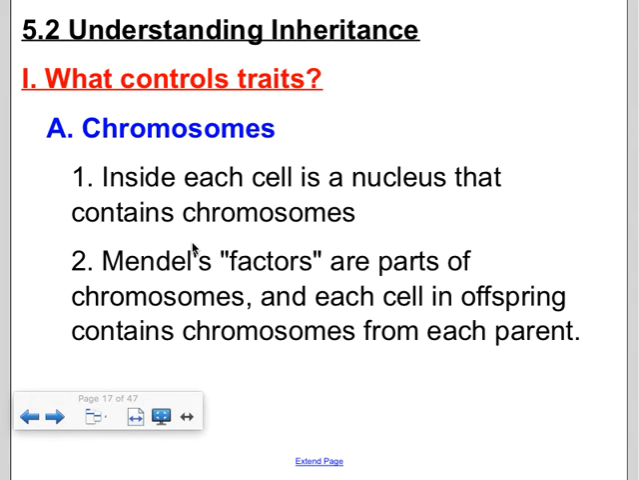Now, Gregor Mendel, an Austrian monk, remember, who had no idea what chromosomes are, probably didn't even know what cells were, described something called factors. And these factors are parts of chromosomes. He's like, well, it seems like each trait has two factors, where you get one from the egg and one from the sperm. Or with our chromosomes, you get one half from mom and one half from dad. So these factors that Mendel was describing in the previous section, he was actually describing chromosomes.